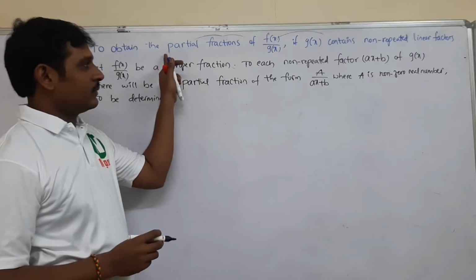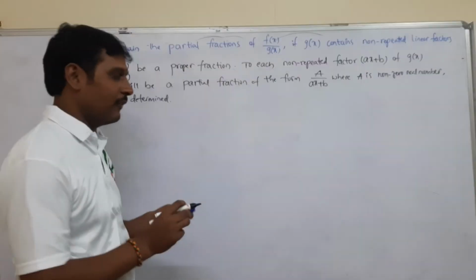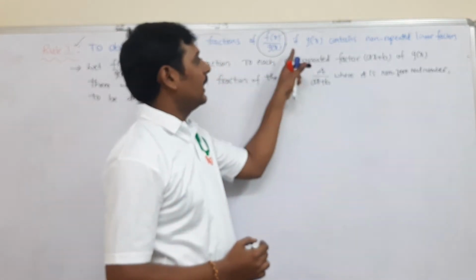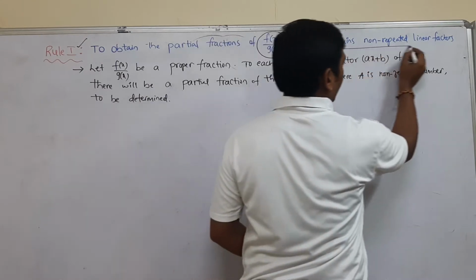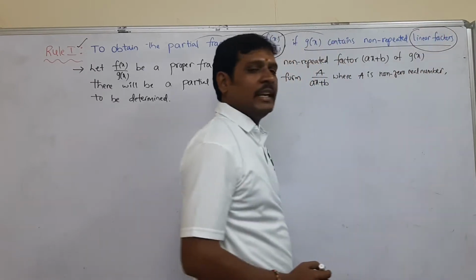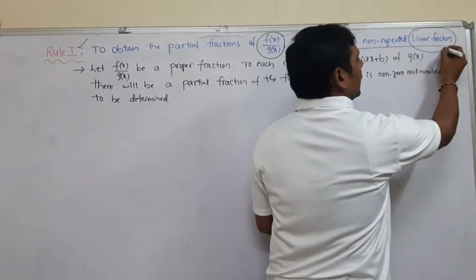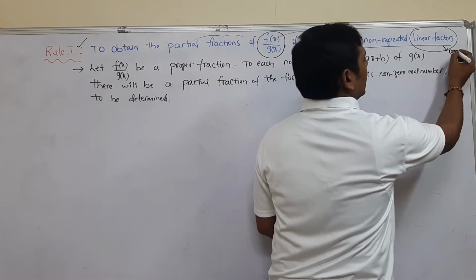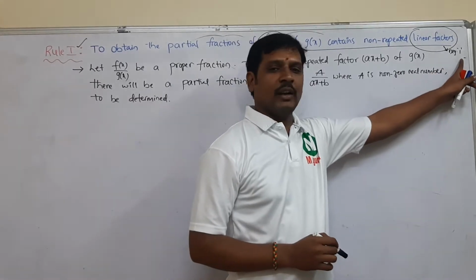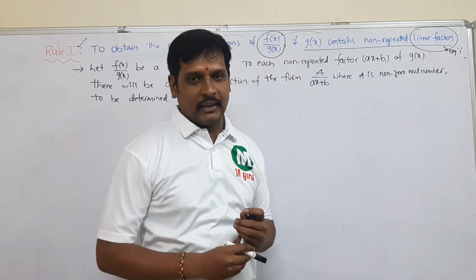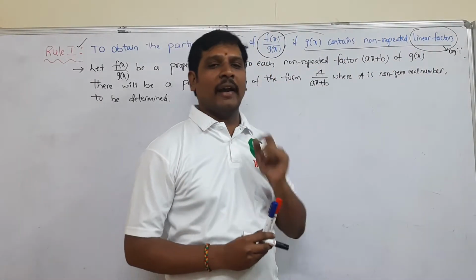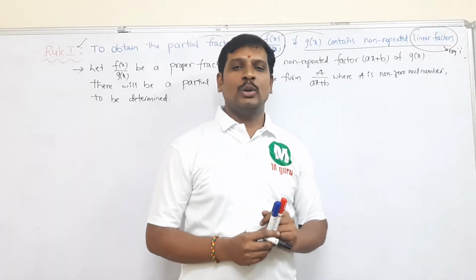To obtain the partial fractions of a rational fraction f of x by g of x, if g of x contains non-repeated linear factors. A linear factor is nothing but a factor which has degree 1. A factor whose degree is 1 is called a linear factor. So whenever linear factors are there, how to find its partial fraction we are going to see in rule number 1.